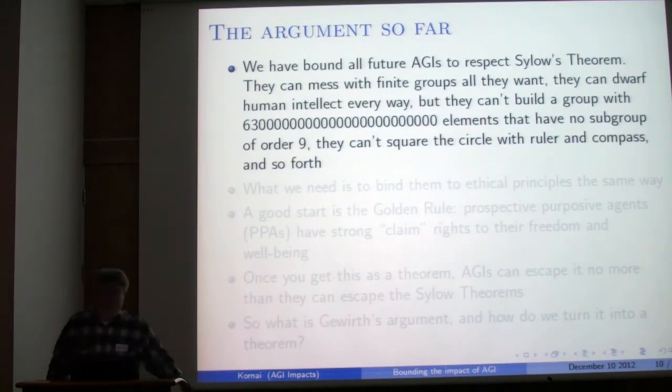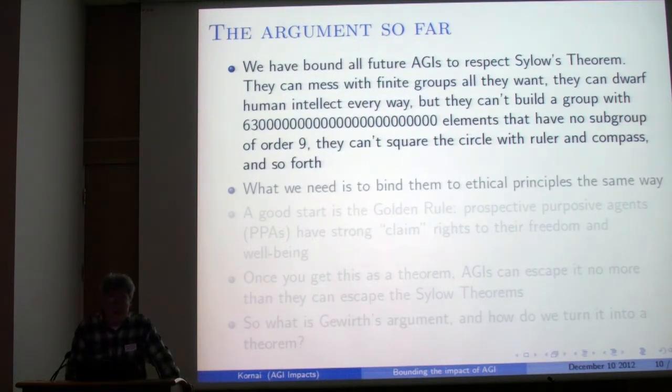So far, what have we done so far? We have bound all future artificial general intelligences to respect Cyril's theorem. They can do wonderful things with finite groups, they can dwarf human intellect, but they still cannot build a group with this many elements that will have no subgroup of order 9, and they can't square the circle with ruler and compass and so forth.